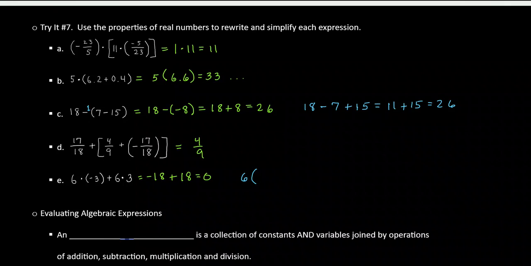You can factor out a 6, put a parentheses, and then think to yourself, 6 times what gives you this first term? Well, it's just times negative 3. And then 6 times 3 will give you this second part. And that is equal to 6 times 0 equals 0.